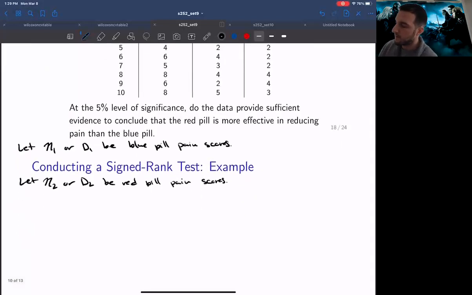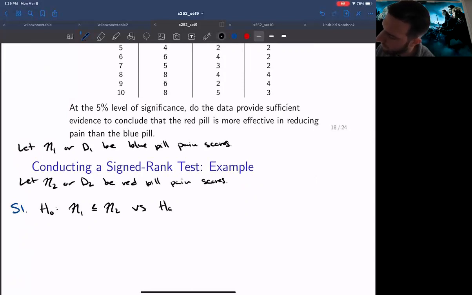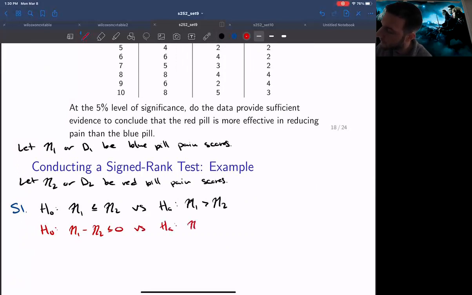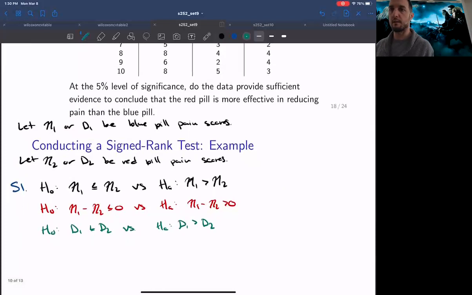Okay, so given the declarations, we would have the following setup. On step one, we would have H0: eta 1 is less than or equal to eta 2 versus the alternative, eta 1 is greater than eta 2. This can be written in a number of other ways as well. We can also write this as eta 1 minus eta 2 less than or equal to 0 versus the alternative, eta 1 minus eta 2 is greater than 0. Or we could have the D version: D1 less than or equal to D2 versus HA: D1 greater than D2. All three of these things mean the exact same thing.